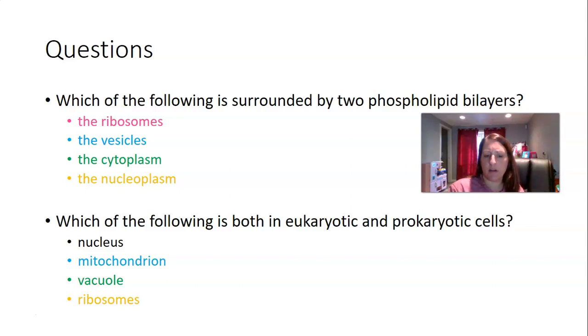Okay, the only one on here that's true is ribosomes. So both prokaryotes and eukaryotes have ribosomes, as well as cytoplasm and the plasma membrane. But prokaryotes don't have a nucleus, prokaryotes don't have mitochondria, and prokaryotes do not produce vesicles or vacuoles.